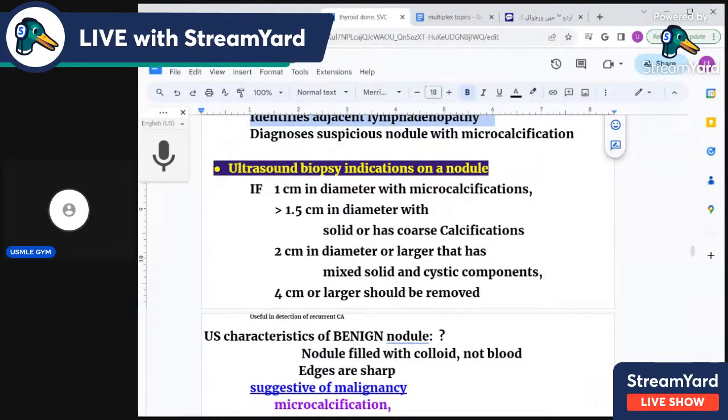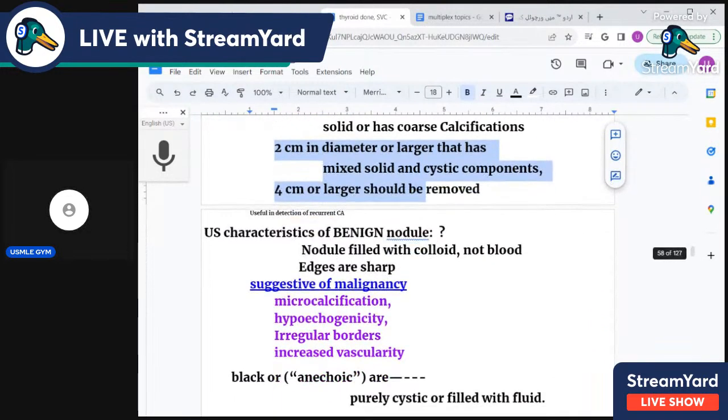So, what are the ultrasound biopsy indications on a nodule? I already explained it. Let us revise it. 1 centimeter with microcalcification, more than 1.5 centimeter with solid or cold calcification, 2 centimeter or larger with mixed solid and cystic components, and 4 centimeter or larger may be removed.